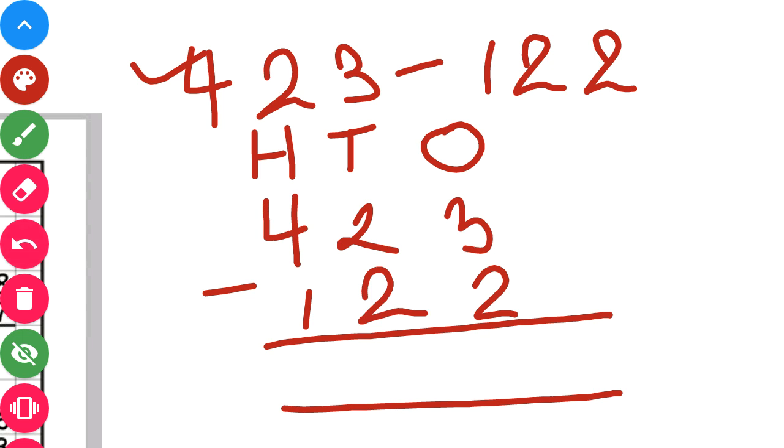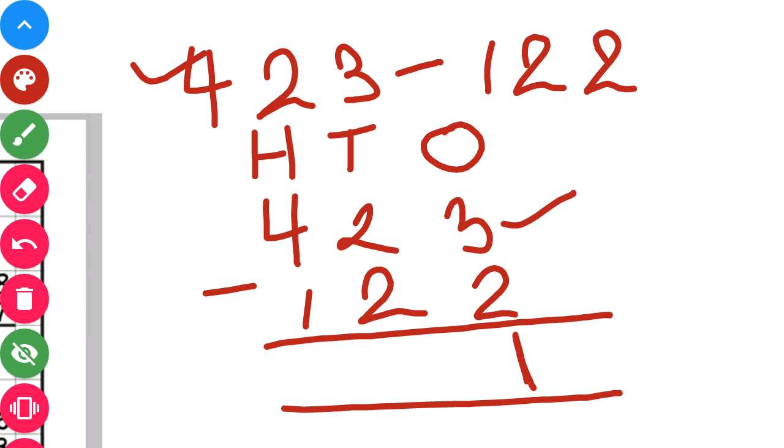Okay, now what do we have here? 3 minus 2, what will we get? You can do this by finger counting also. Take out 3 fingers. Now close 2 fingers. How much do you get? 1. 3 minus 2 will give us 1.